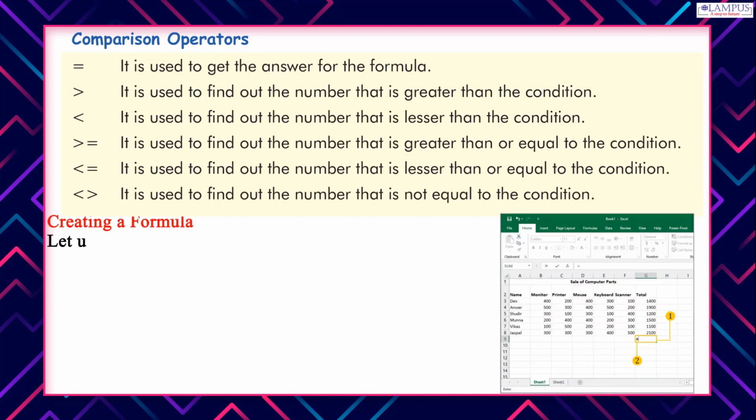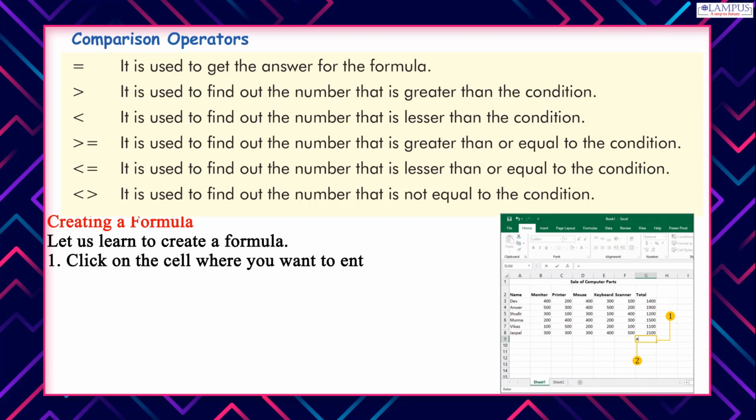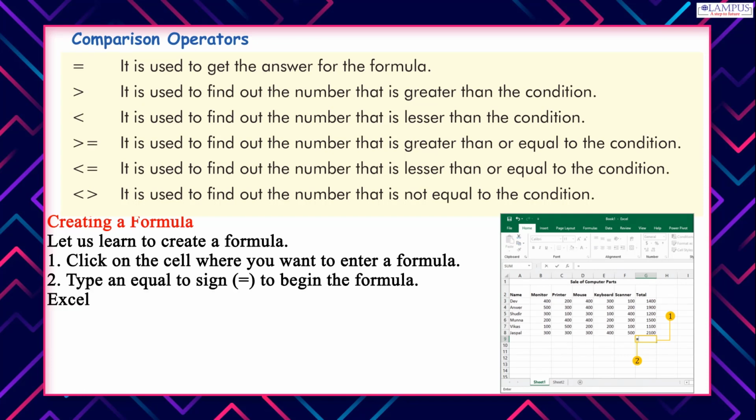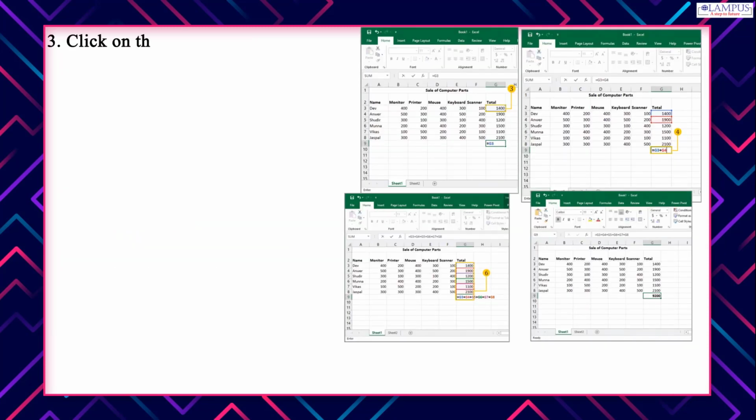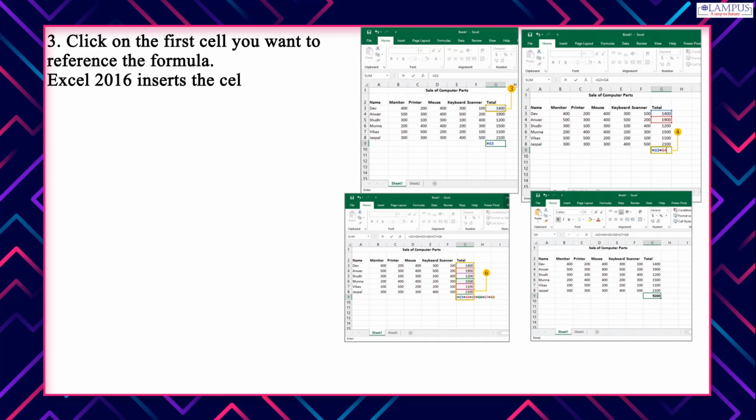Creating a formula. Let us learn to create a formula. 1. Click on the cell where you want to enter a formula. 2. Type an equal to sign to begin the formula. Excel 2016 displays the formula in the formula bar and in the active cell. 3. Click on the first cell you want to reference in the formula. Excel 2016 inserts the cell reference into the formula.